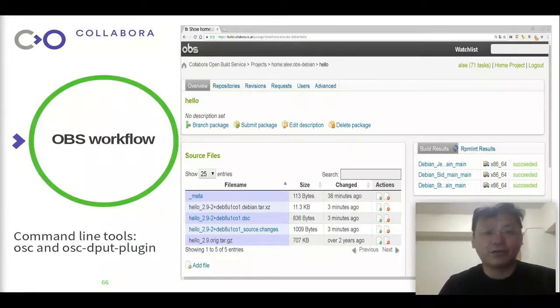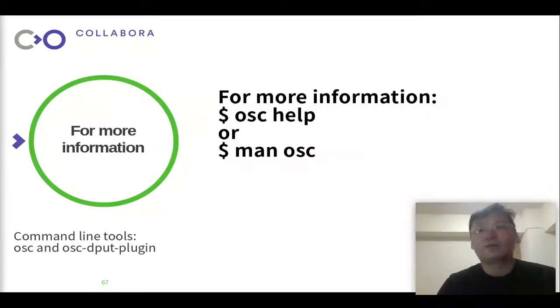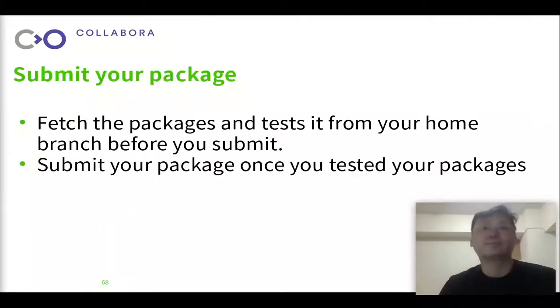Okay, I highly recommend that you use osc help or man osc to find the more powerful features of these command line tools. Once you have the package built, you can fetch the binary package from your home branch and do some testing. Then if the test has no problem, you can submit your package into the main project.